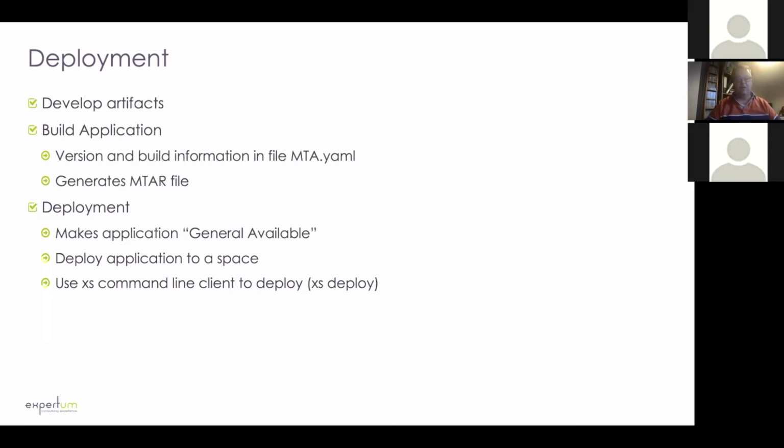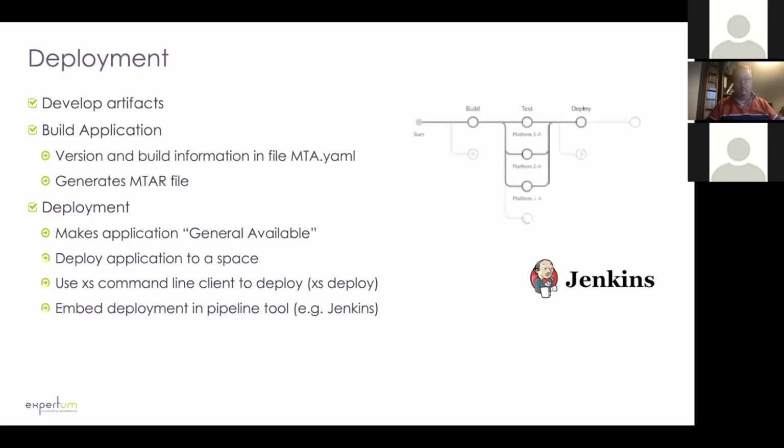To do this, you use the XS command line tool or XS deploy, and you embed this deployment in a pipeline tool. And I've mentioned it before, but Jenkins is the solution of choice. There are other systems available, but Jenkins seems to be the one that everybody is using. So if you don't know anything about this, this is also something you need to dive into. And one final thing for this is that you can do deployments directly from the Git repository using the deploy tool. So you don't have to do them from your web IDE. You can do them also directly from the repository itself.